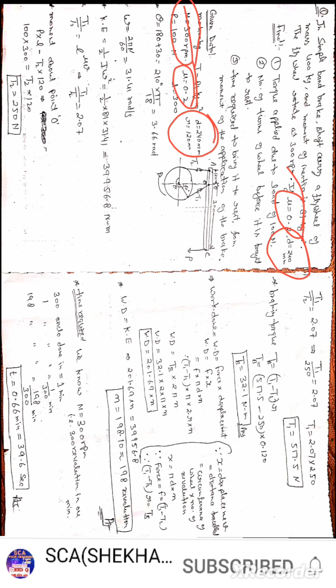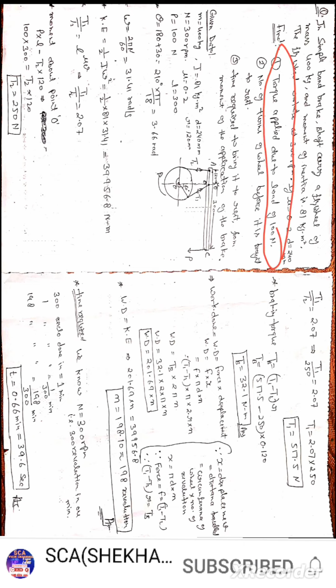Okay. So the first determination is the torque applied due to the load of 100 Newton. We find the torque when we apply the 100 Newton load. The second determination will be the number of turns of the wheel before it is brought to rest. And the third will be the time required to bring it to rest.